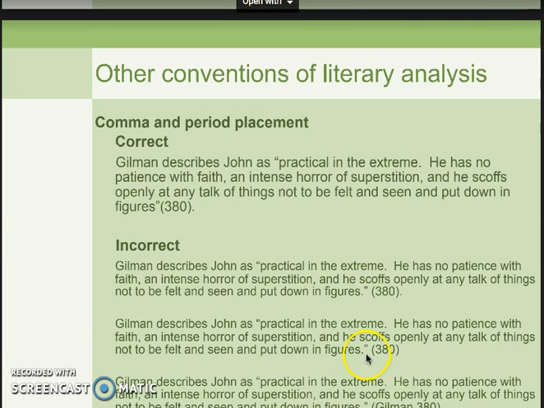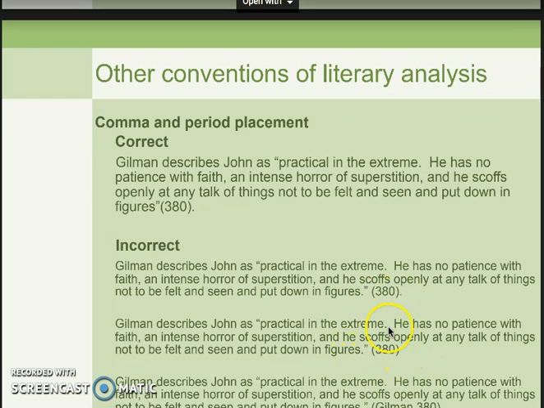And our period placement. So remember that the period always goes at the end of the sentence, so the period always follows your parenthetical citation. This should look crazy to you. That sentence has two periods, and we know a sentence doesn't get two periods. It only gets one, and that period goes at the end of the sentence, not at the end of the quote, but at the end of the sentence.